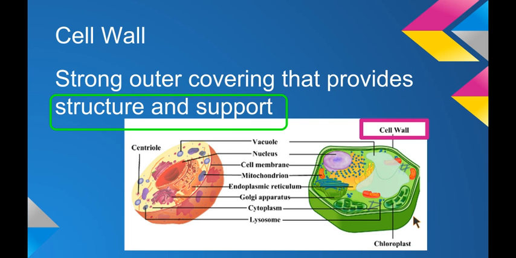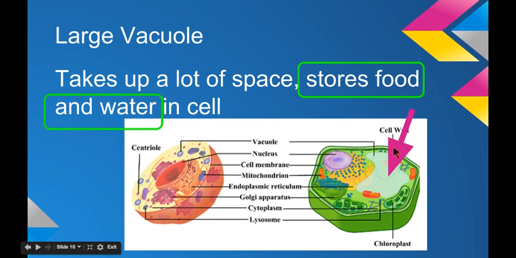The next organelle is the cell wall. The cell wall is also only present in plant cells. Please check only the plant cell box. Here we have the cell wall on the outside of this plant cell. It is the strong outer covering that provides structure and support. It's like an extra layer of protection for plant cells, and it helps them stand up straight. Remember, you're only checking plant cell for cell wall. Animal cells do not have a cell wall.